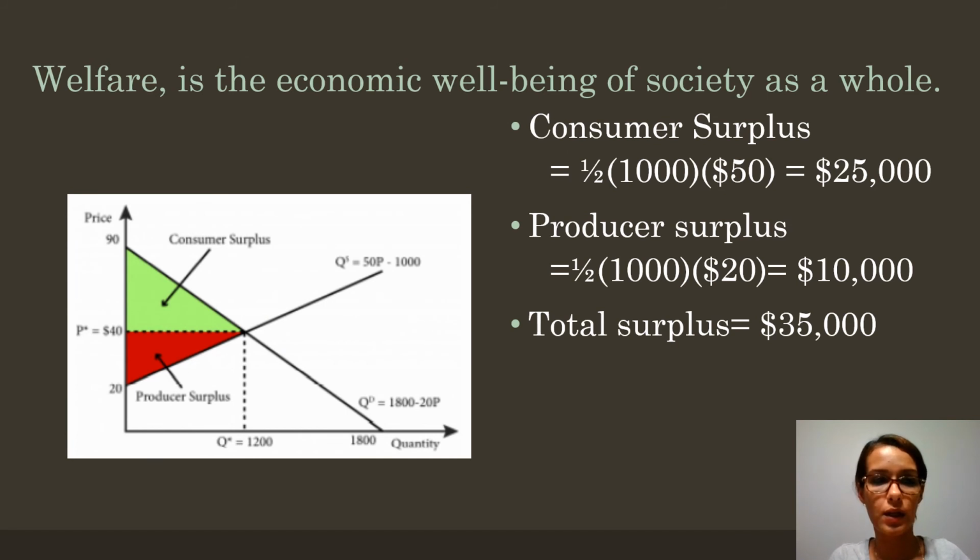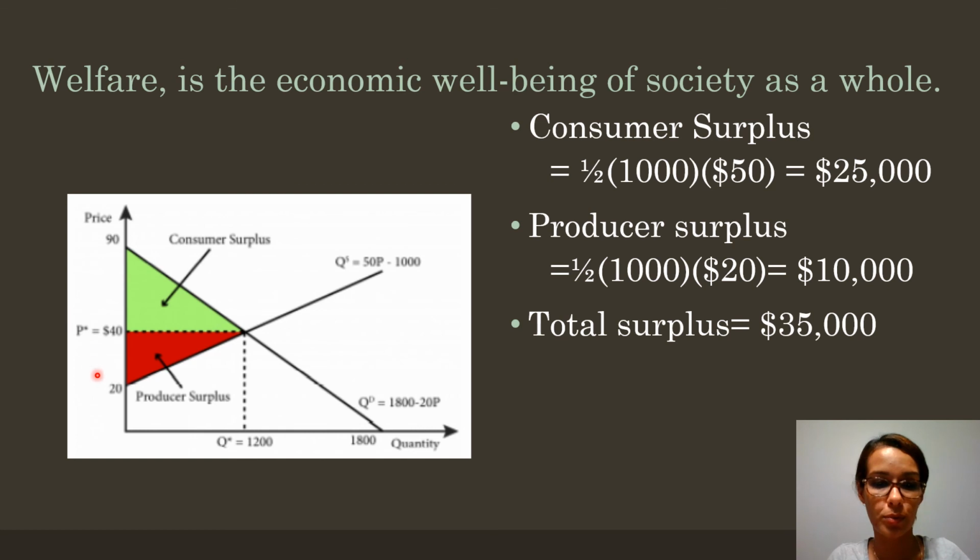Welfare in economics refers to the economic well-being of society as a whole, including the suppliers and the producers. A consumer surplus is the difference between the willingness to pay price and the price paid. Here, the difference is between the $90, the highest price, and the equilibrium price of $40.